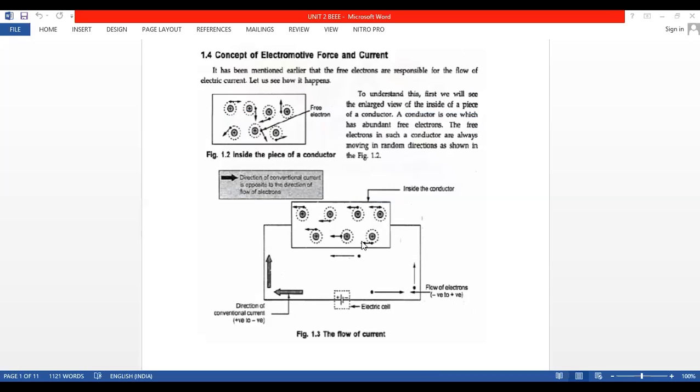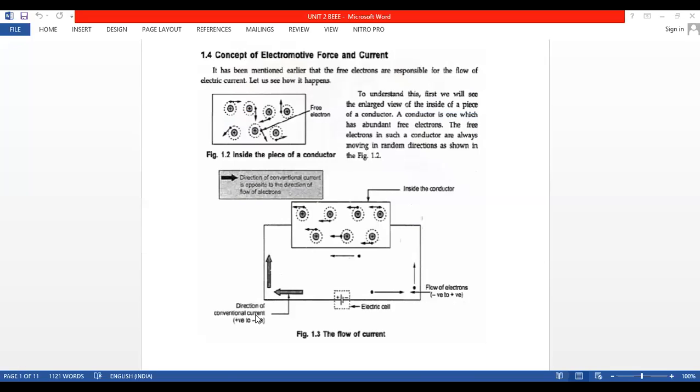Flow of free electrons. All electrons cannot receive the energy given by the battery or the voltage. So few electrons receive the energy. The electrons which receive the energy and move through the conductor are called free electrons. That's why the definition of the current is the flow of free electrons.